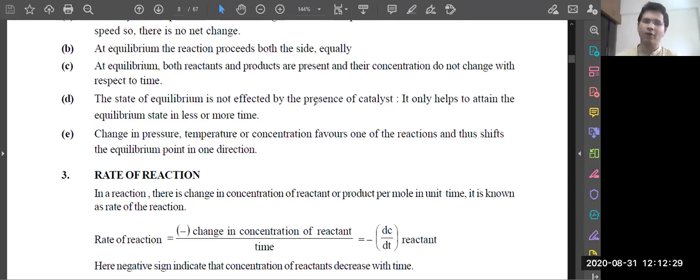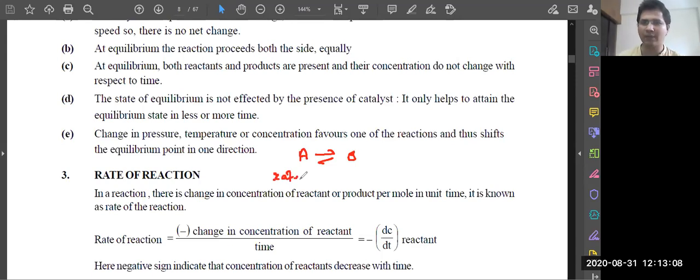Now, what about rate of product? Suppose I'm writing A gives B. At equilibrium, I'm saying rate of forward reaction. So when we talk about rate of forward reaction, we know that rate of reaction depends on reactant. Yes or no? Obviously, rate of forward reaction will depend on reactant.